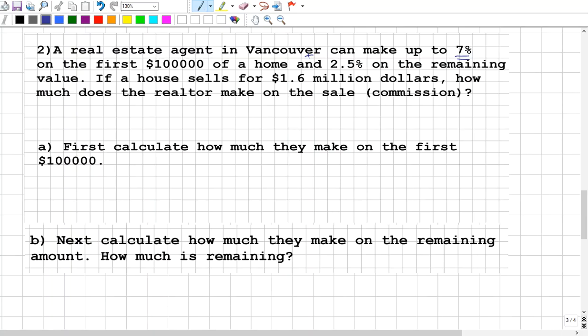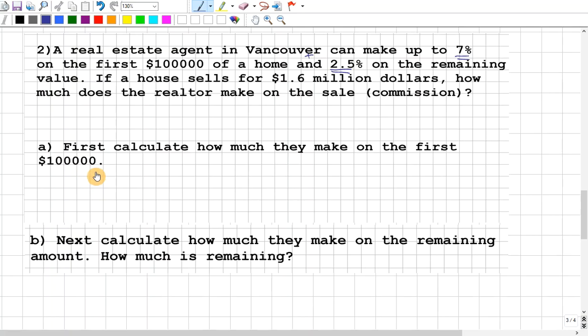And we see the word of, so we know we're going to be multiplying. And 2.5%, so we know we're going to have to change that one to a decimal as well, on the remaining value. If a house sells for $1.6 million, how much does the realtor make on the sale? So this would be a commission type of question, right? So the first thing we have to do is calculate how much they make on the first 100,000.